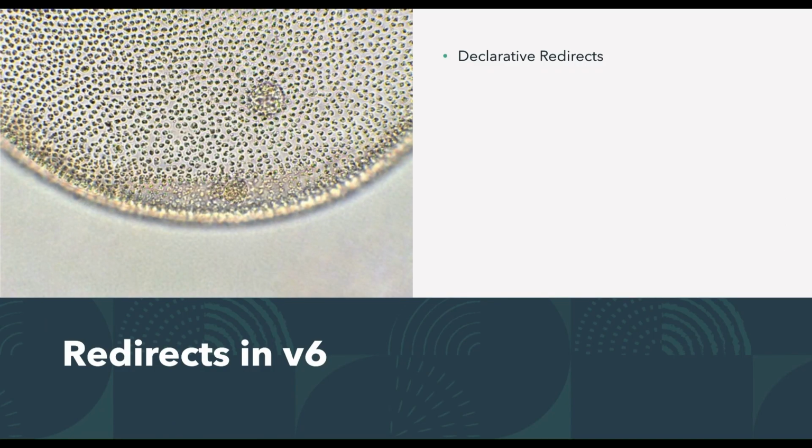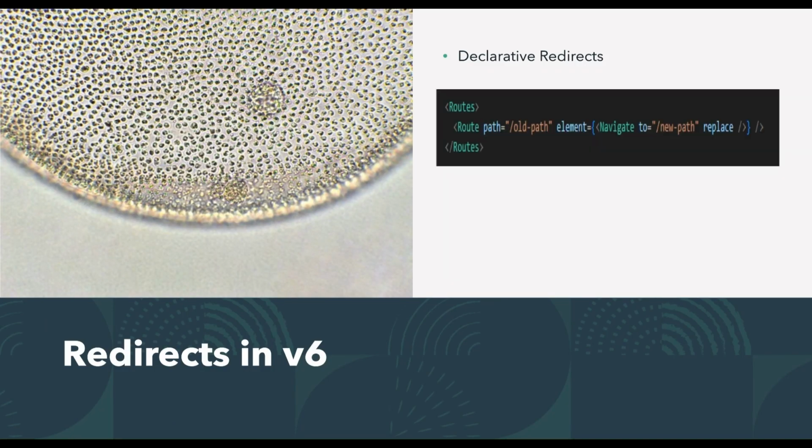Next, redirects. Redirects are essential for controlling the flow of our app. Let's see how v6 handles this. Why are they useful? Imagine we've shifted our content from one URL to another. Instead of displaying a 404 error, we redirect our users to the right place. With this, any user trying to visit the old path will be seamlessly redirected to the new path. The replace prop ensures that the navigation history remains clean.